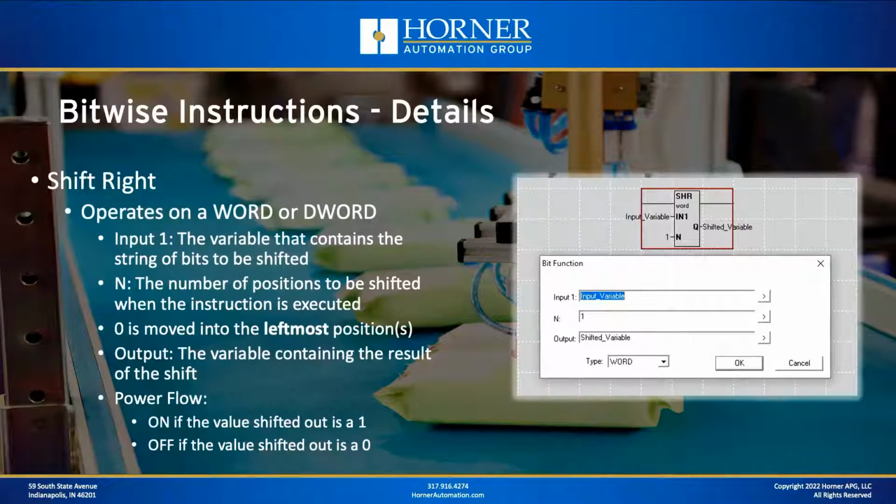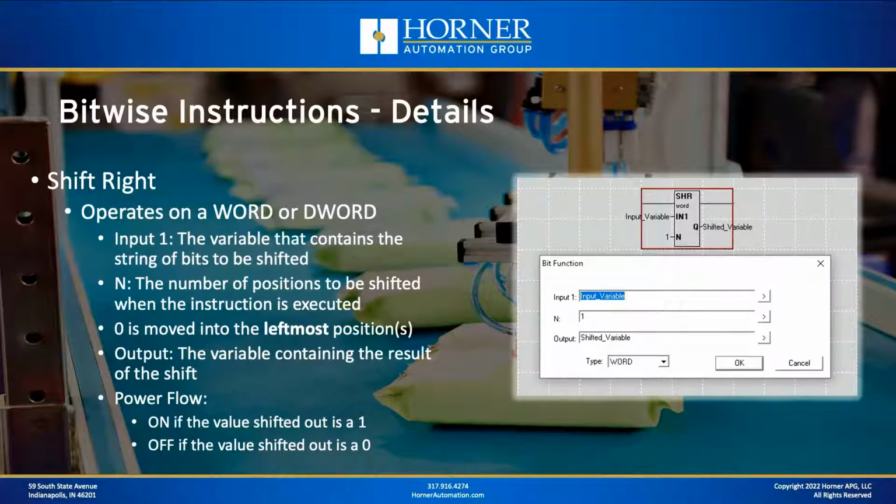Next, let's take a look at a shift right. I think you can imagine that it's identical to the shift left. We just shift the bit pattern the other direction. We still have an input variable, which is the variable containing the bits to be manipulated. We have an N input, which tells us how many positions we're going to move. This time, when we move a 0 into the bit pattern, we're moving it into the leftmost position, and we're shifting out the bit that was in the rightmost position. Same rules for power flow.